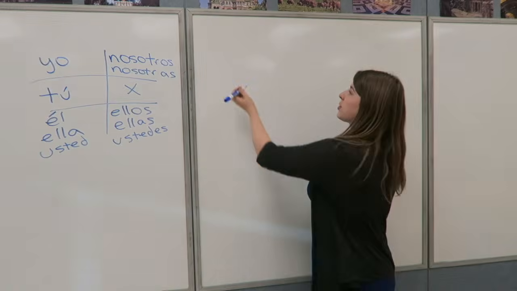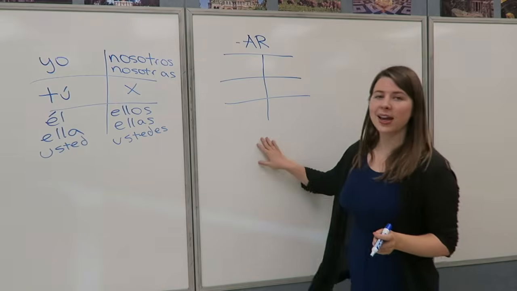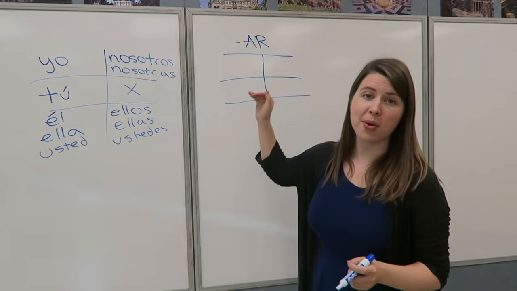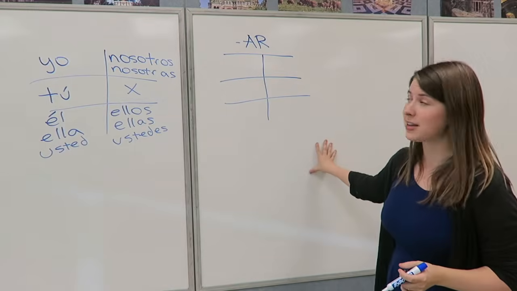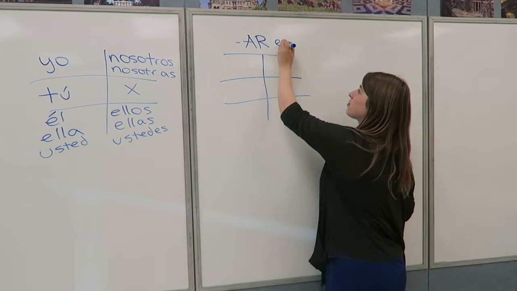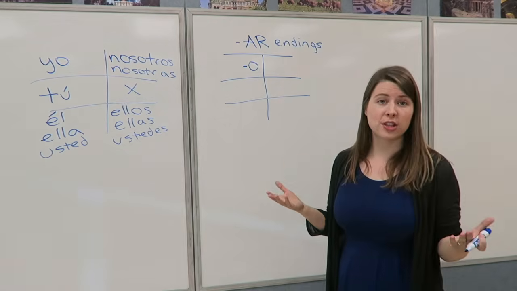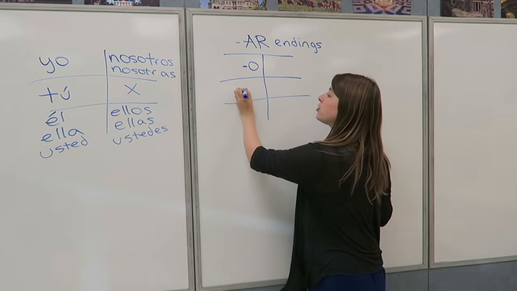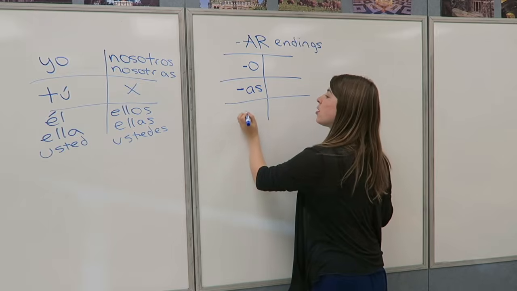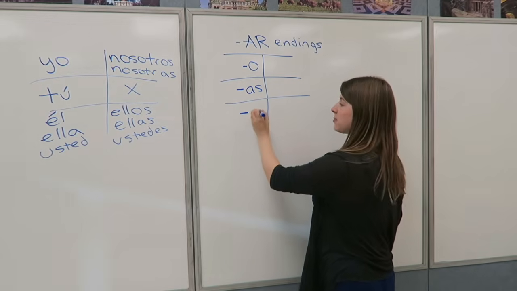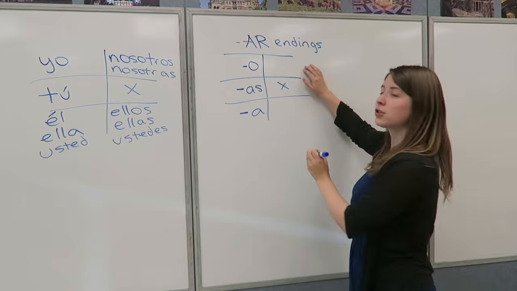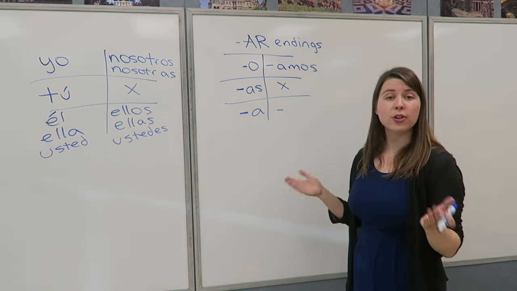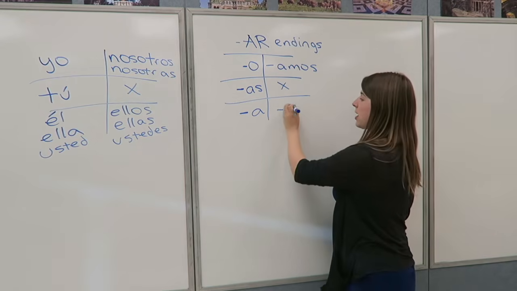So, for our AR verbs, once again, I'm drawing my same chart here, and if you're new to this, you could be matching up the subjects with whatever the verb ending is. So, these are the endings. What are the specific endings? For the yo form, the letter O. For the tú form, AS. For the él, ella, usted form, simply a letter A. For the nosotros form, it's going to be AMOS. And for the ellos, ellas, ustedes form, it's going to be AN.